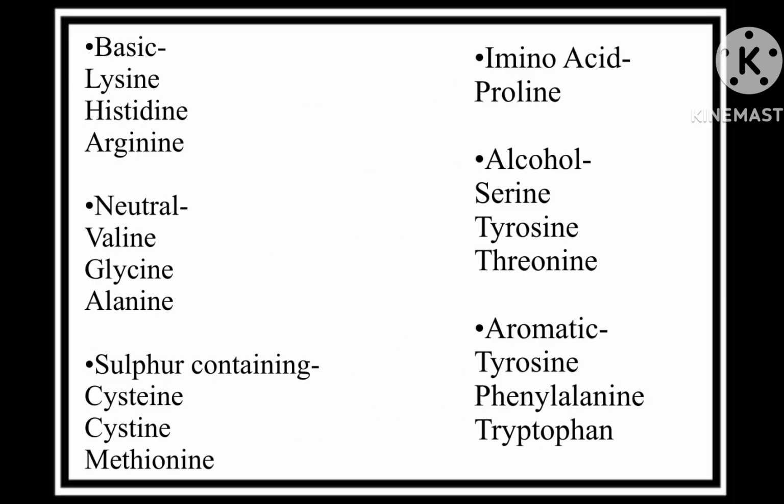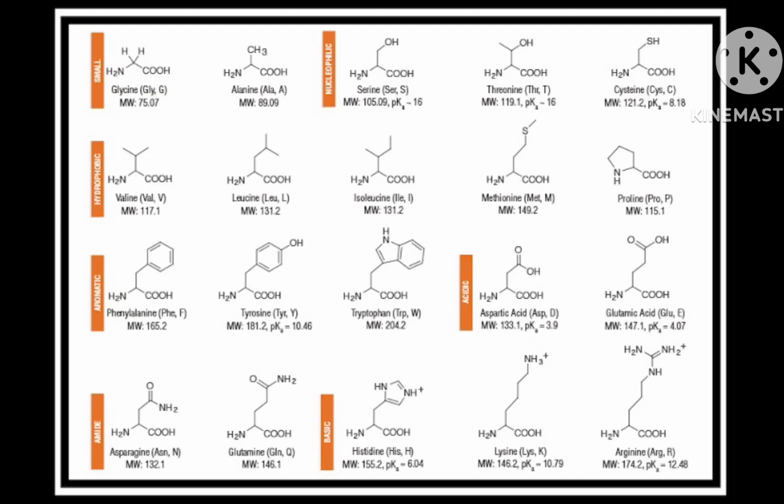Unlike acidic amino acids, we have some other types: basic, neutral, sulfur-containing, alcohol, and aromatic amino acids. We have a few examples of each of these, and we'll discuss them. Let me take you through the examples for better understanding. In basic or alkaline pH, we have lysine, histidine, and arginine, where we have two amino groups and one carboxylic group. In lysine, we have two amino groups, and in histidine we have a ring structure.